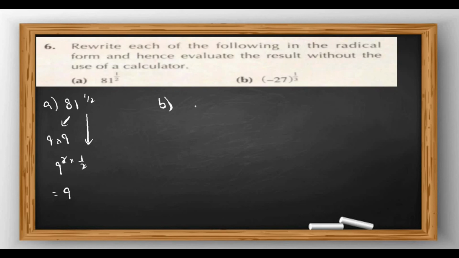Let's do part B, minus 27 raised to power 1 upon 3. So instead of writing minus 27, I can write minus 3 multiplied by minus 3 multiplied by minus 3, which means minus 3 cube multiplied by 1 upon 3, which is that power. So 3 and 3 would be cancelled, and your final answer would be minus 3 raised to power 1, or minus 3.